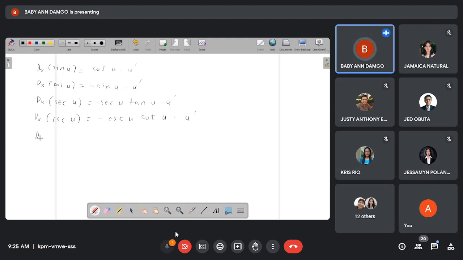Okay? So another, ang derivative sa tangent u is equal to secant squared u times u prime. For the cotangent u, so this is minus cosecant squared u times u prime. Okay, so mao ni ang chain rule for the trigonometric function. Nasabtan, class? Yes, ma'am. Okay.